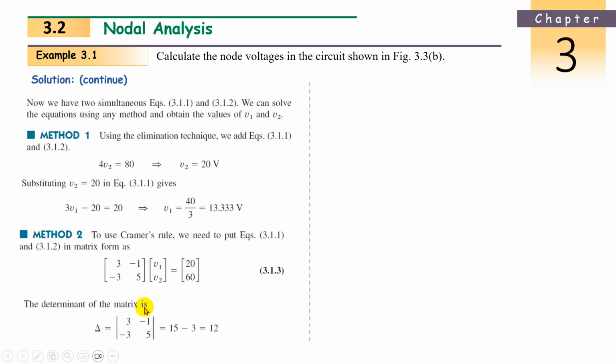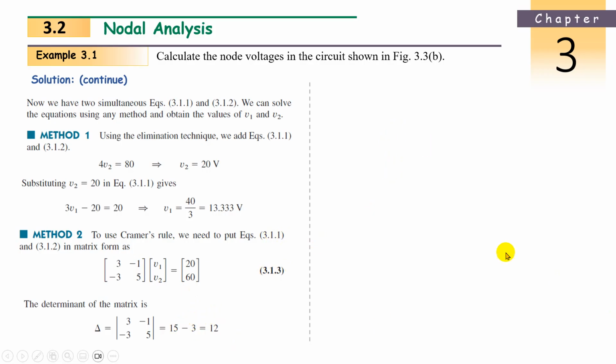Check here. First find the determinant. What is the determinant equation? Diagonally multiply, minus the other diagonal. 3 and 5 is one diagonal. The other diagonal is minus 1, minus 3. So 3 multiplied by 5 is 15, minus minus 1 multiplied by minus 3, plus 3. You will get 12.